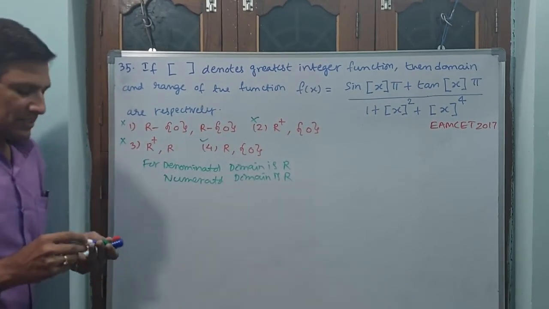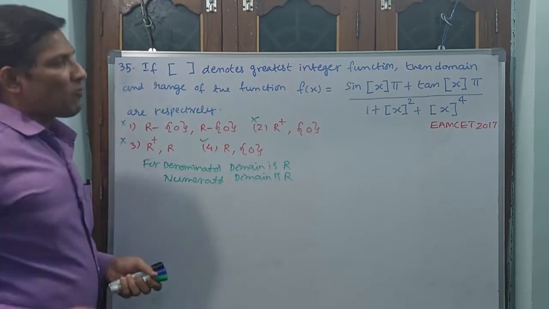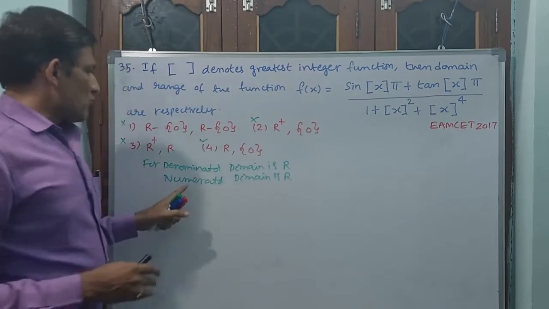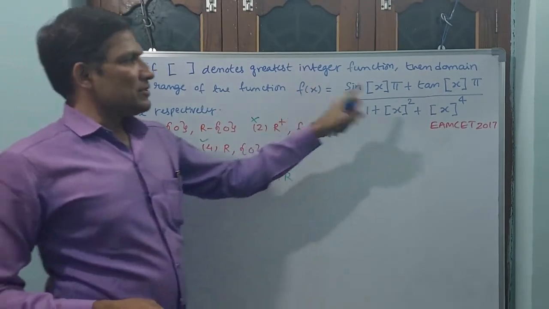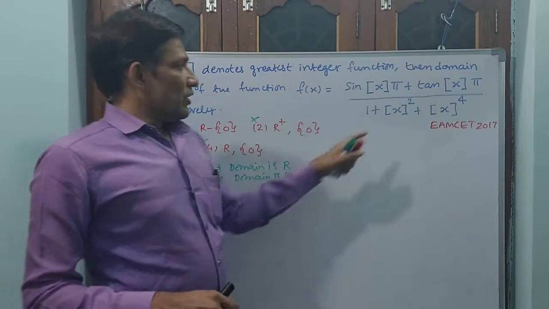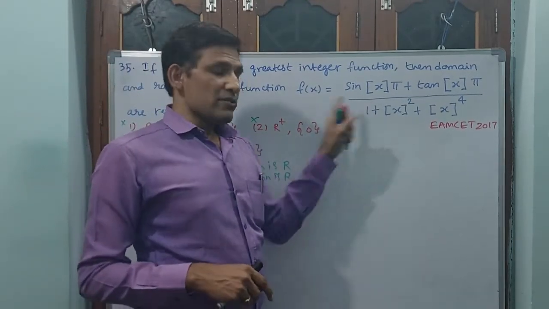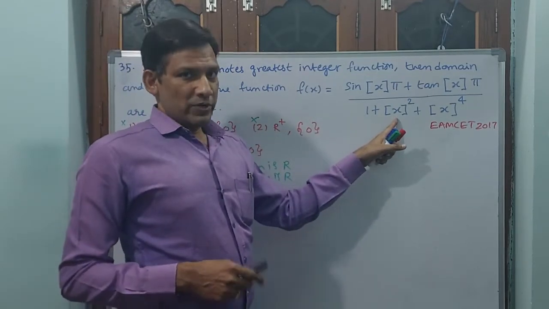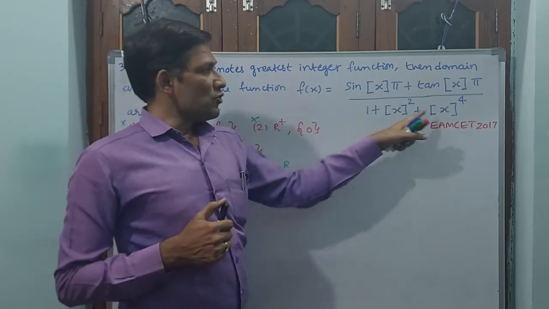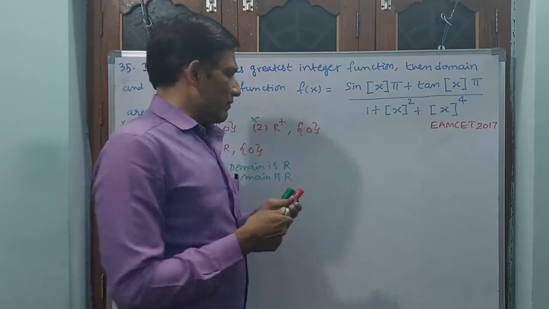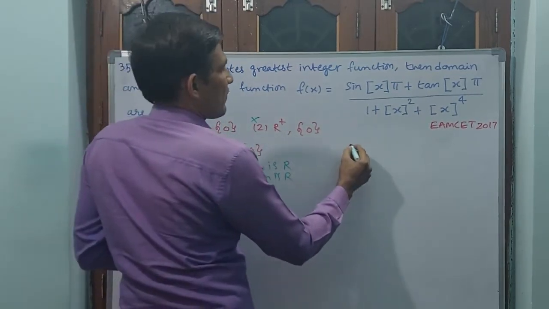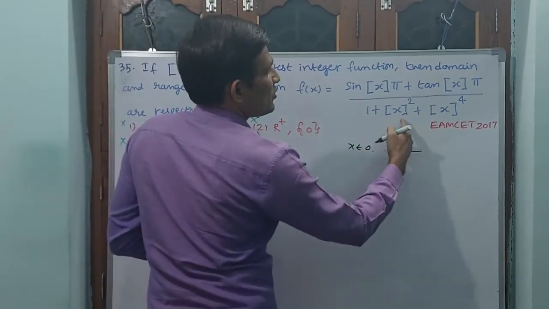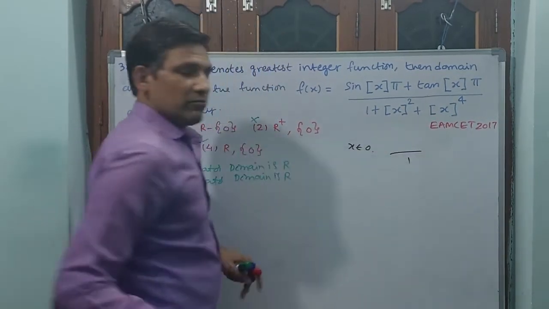Now we go for range. Range means output. What will come? Already we have seen that any number you can give, minus, plus, or anything. But here we will discuss the 0 case first, then the negative case and the positive case. If x belongs to 0, the denominator is 0 plus 0 plus 1, so 1 will come.